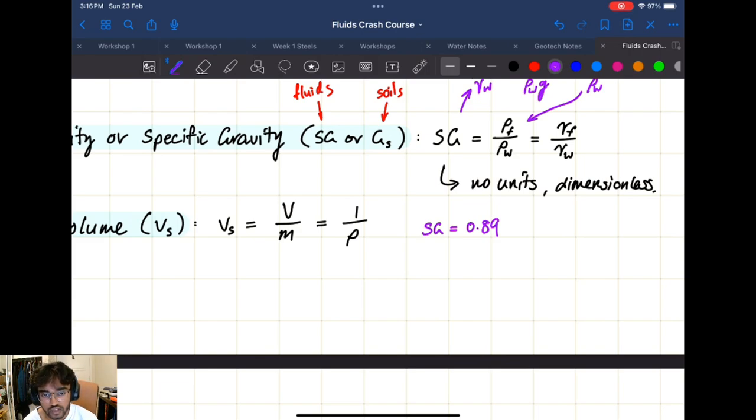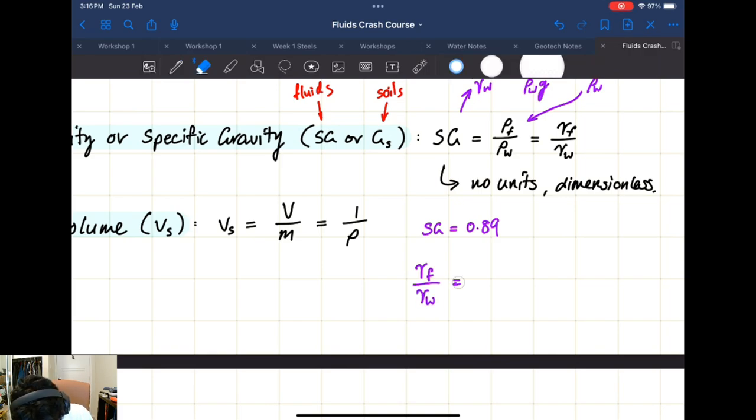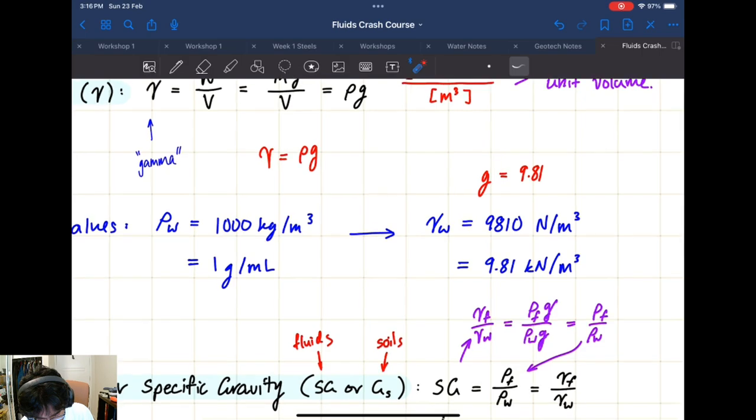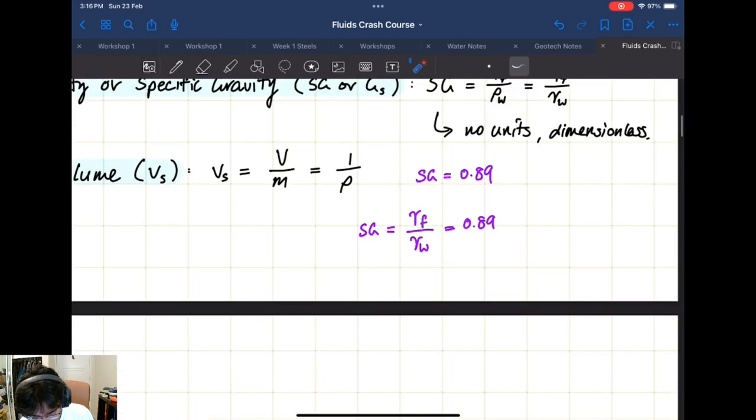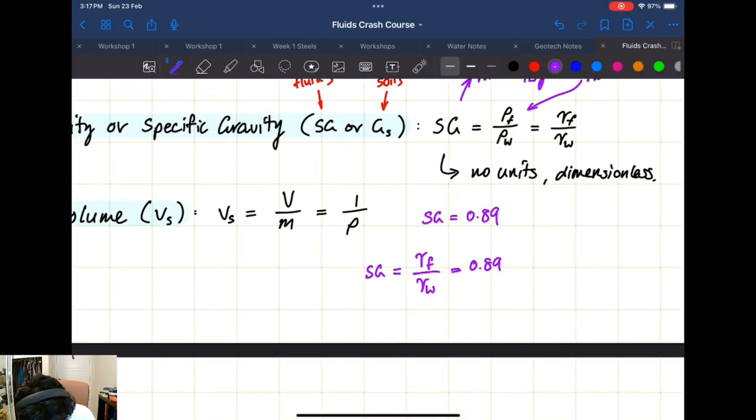So the specific gravity of a certain fluid is 0.89, and in some pressure calculations you might need to find the unit weight of the fluid, right? In this case, you know that the unit weight of the fluid divided by the unit weight of water is equal to SG, which is equal to 0.89. We already know what the unit weight of water is because you can assume that it's 9,810, unless the question says otherwise. So you can just say the unit weight of the fluid is 0.89 times the unit weight of water, which is 0.89 times 9,810. Then this equals some value.